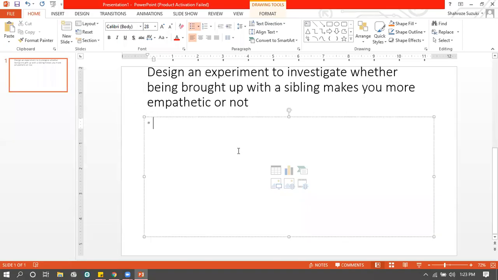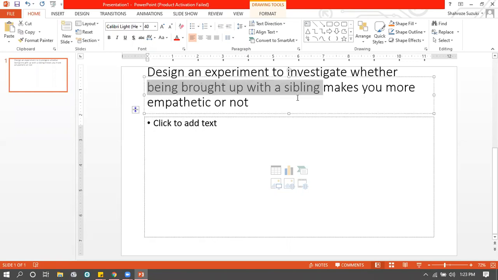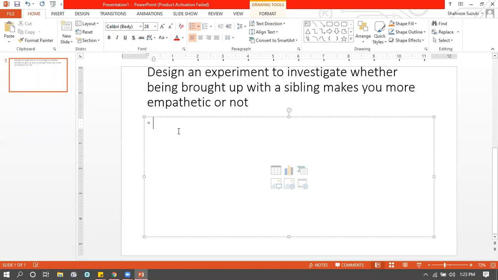So this is the question: design an experiment to find out whether being brought up with a sibling makes you more empathetic or not. You need to understand one thing. This is a Paper Two Question 10, in which you are supposed to design an experiment. That question comes for 10 marks. To solve it, there are certain points you need to address to get these 10 marks, otherwise you won't get them. The points you're supposed to address are as follows, one by one.